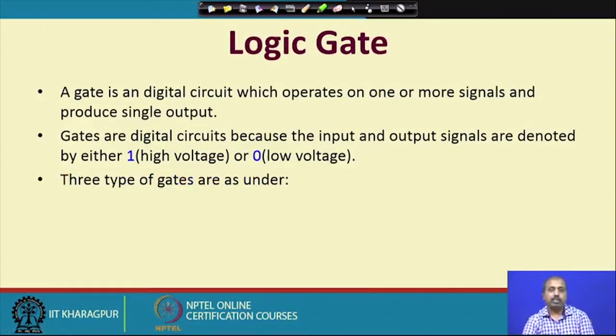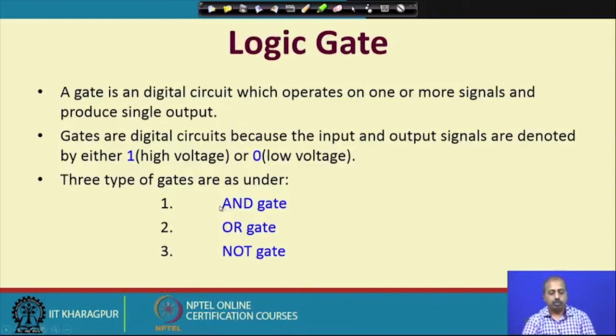As we are considering three fundamental types of operations, in digital circuits also there are three basic types of gates: the AND gate, the OR gate, and the NOT gate. These are the three fundamental gates that we have, and using the AND gate we can mimic the behavior of the AND operation.